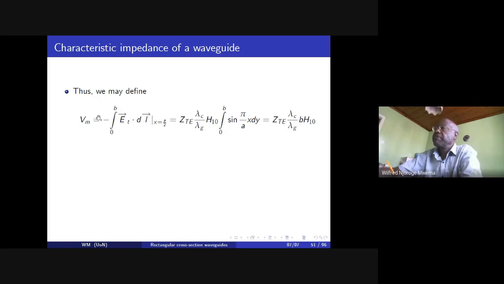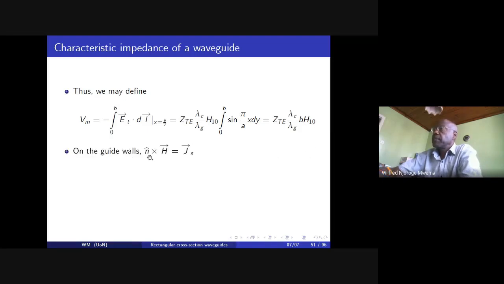And thus, we may define our value of the voltage as the integral from the bottom plate to the top plate along that path, in the plane x equal to a by 2. We get a value of Z_TE lambda_c by lambda_g H10 times the integral from 0 to b of sine of pi by a x dy, and we get Z_TE lambda_c by lambda_g multiplied by b H10.